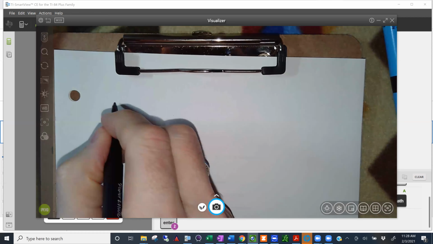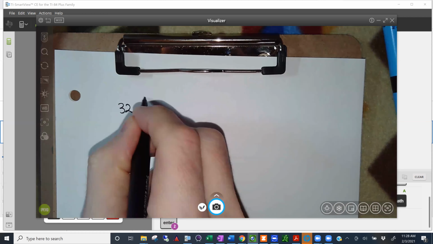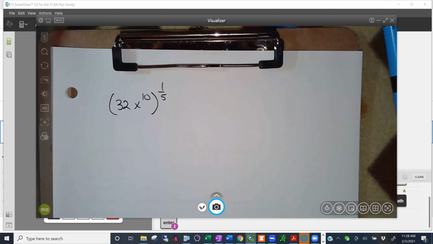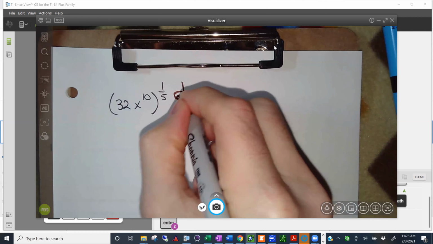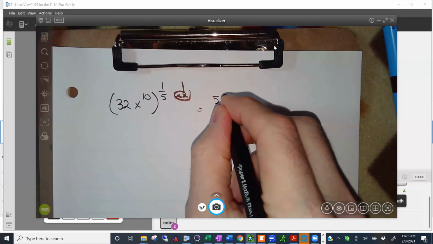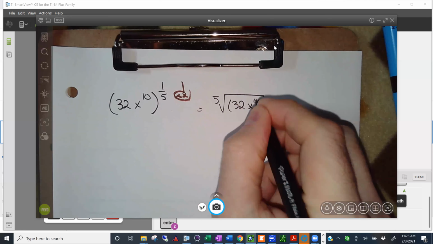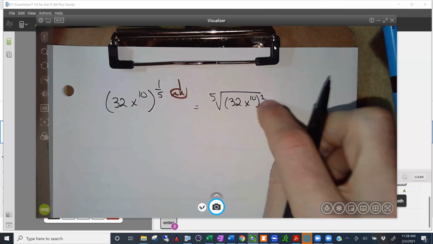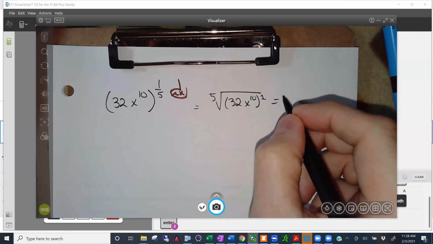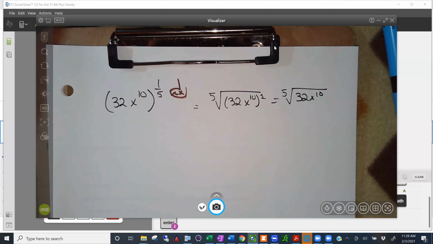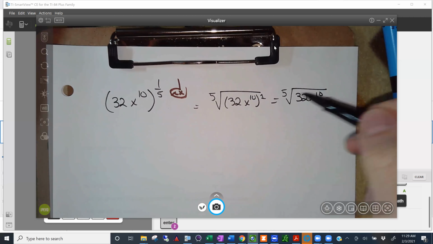Two more examples. 32x to the 10th raised to the 1/5. Well, let's get back to our little boot method, and we'll kick that 5 over, and we'll end up with the 5th root of 32x to the 10th raised to the 1st power. Do I need that 1 out there, or can I just get rid of this parenthesis and that exponent? All right. By assent, I suppose we're saying that, okay, you don't need the 1 outside there. That's fine.